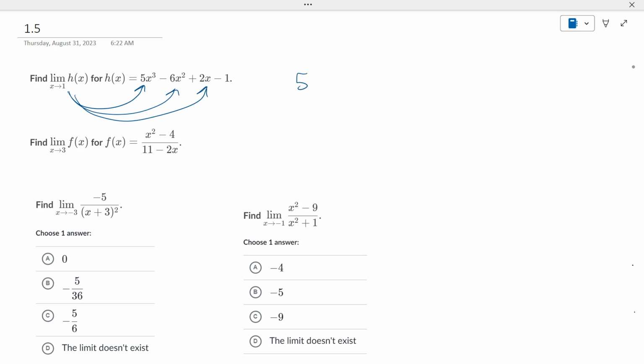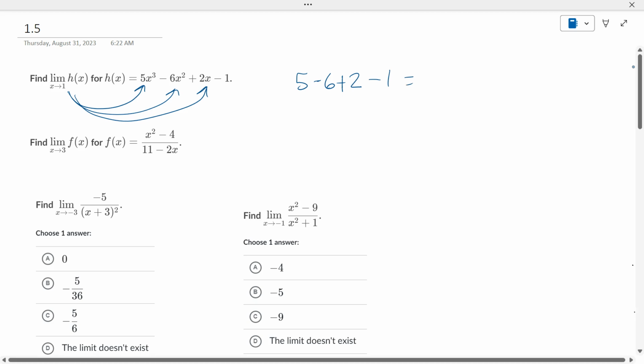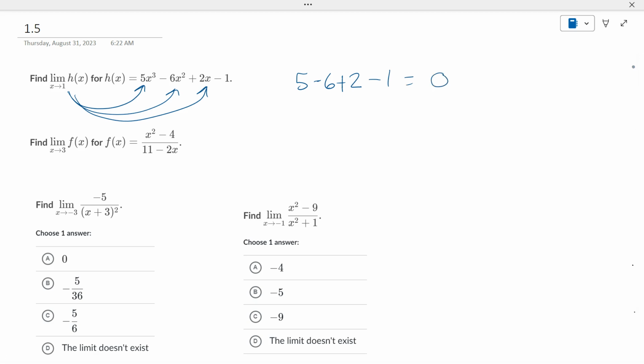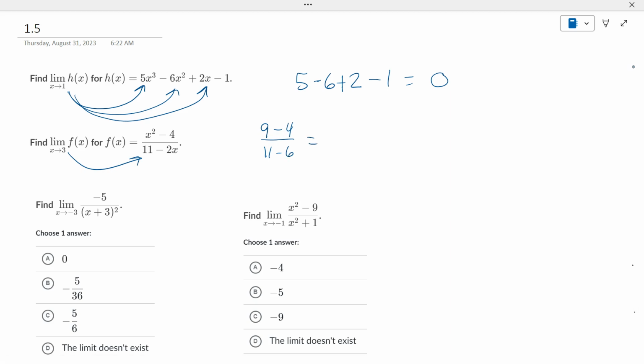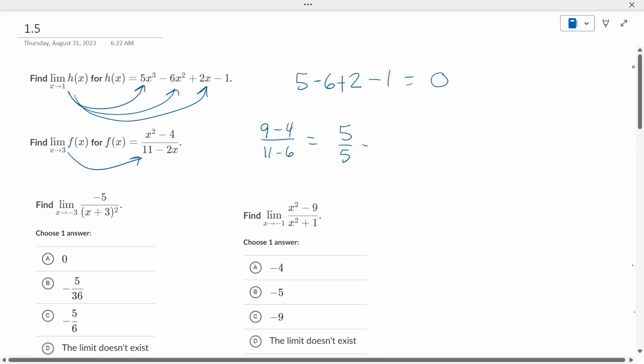So we get 5 minus 6 plus 2 minus 1. So it's negative 1 plus 2 minus 1 is 0. Okay? If we stick in a 3, we get 9 minus 4 over 11 minus 6, which is 5 over 5, which is 1. Easy peasy lemon squeezy. Until we get to this.